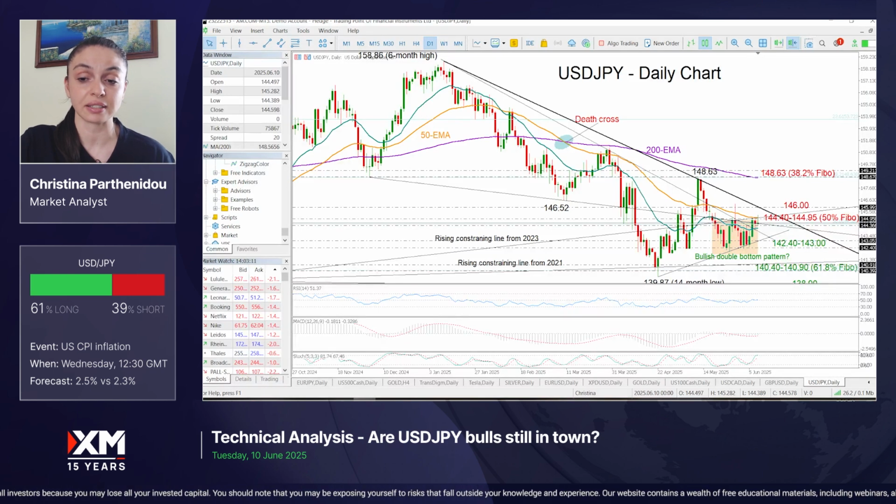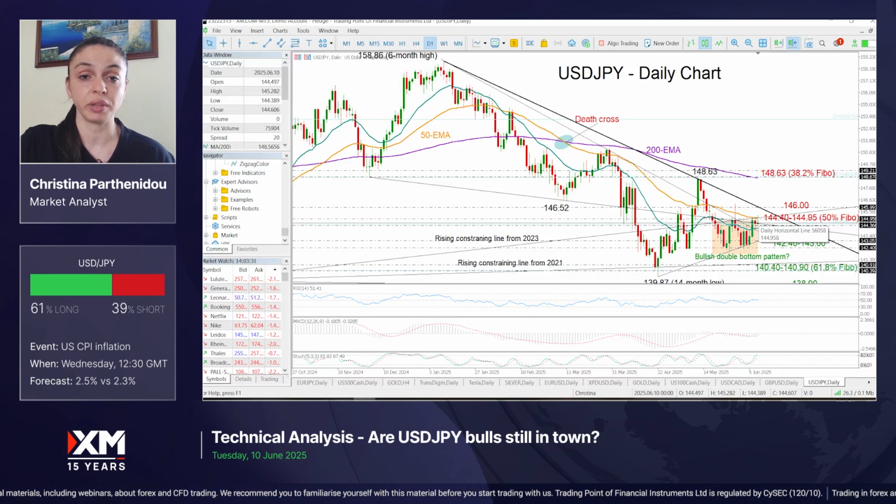According to forecasts, analysts expect a slight pickup to 2.5% in the headline inflation. The core measure could move up to 2.9% year on year. So that may suggest that inflation perhaps is reheating.